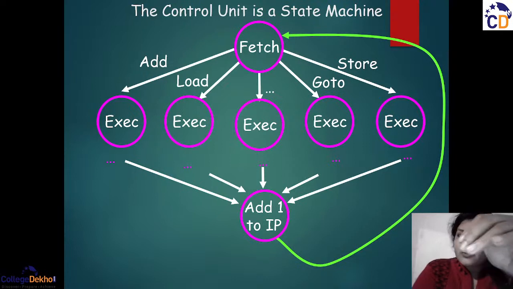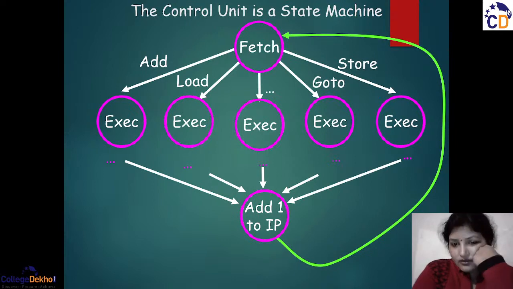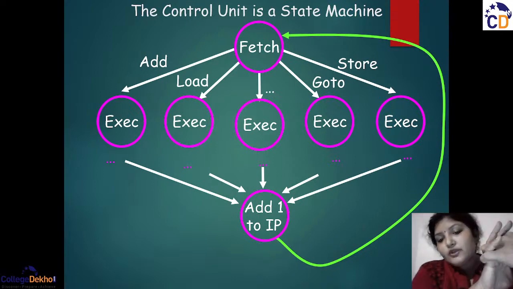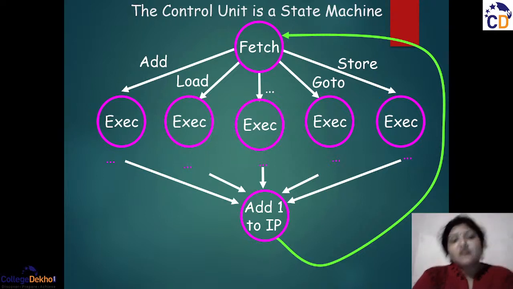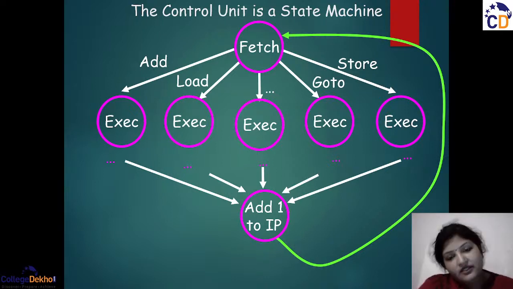Now fetch has different operations. You may have go to, you may have store, you may have load, you may have add, you may have any operation that needs to be performed. Then execute those operations, and after that execution, we need to increase the instruction pointer. What is the role of instruction pointer? The role of instruction pointer is to have the address of the current instruction, basically the next instruction to be executed. So IP stores the address of the next instruction to be executed.